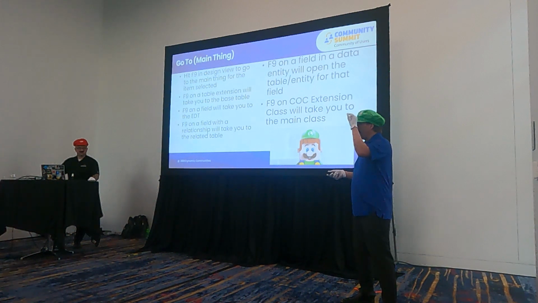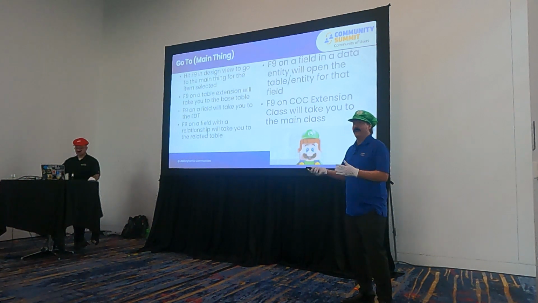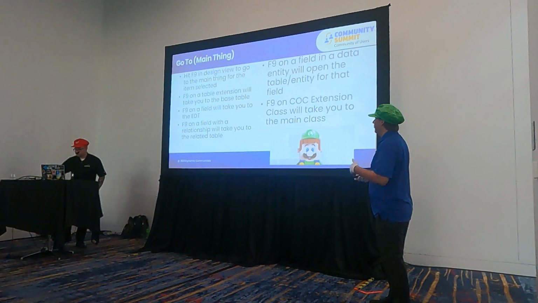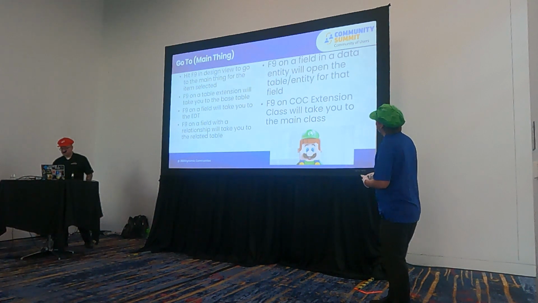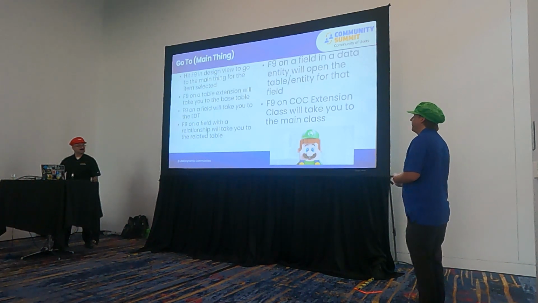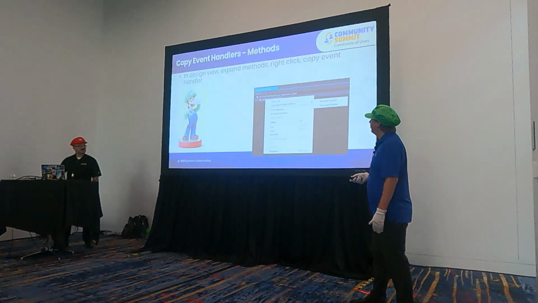And if you forget, you can always right-click on a field and you'll see in the context menu, go to base EDT, and it'll show that it's F9 in case you forget. But F9 is phenomenal. You can use it to go to a related relation. You can do it on a data entity and it'll open the table for that entity. You can do it on chain of command and it'll go to the main class. So I need to start using this one a lot more.